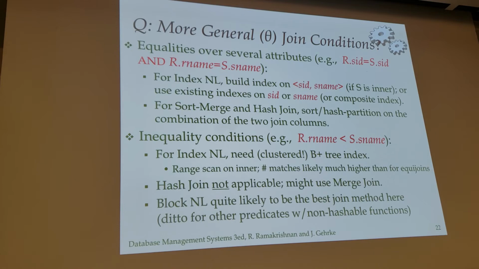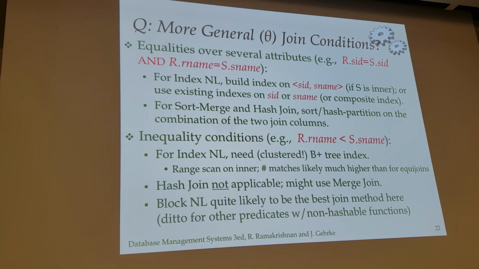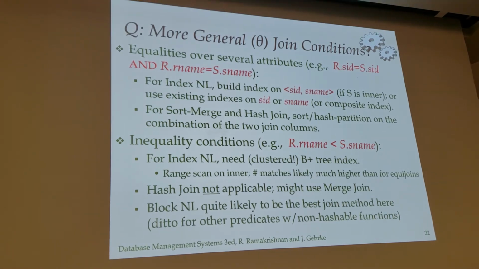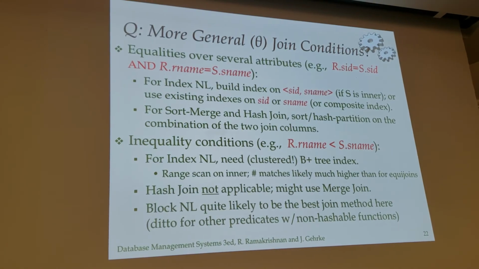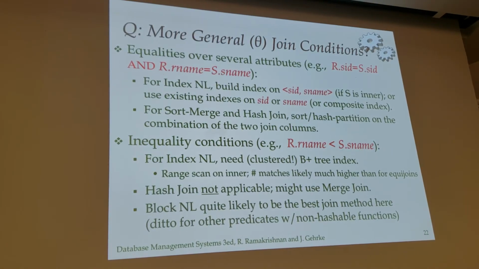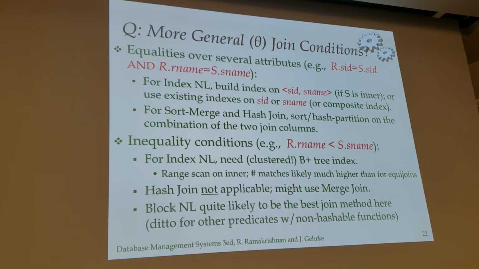Now, again, if you have equalities on multiple attributes instead of a single attribute, then you can do the same things that we've done before. Everything works with multiple attributes instead of a single one. So for index nested loop join, if you have an index on both of the join columns, you can take advantage of that. Otherwise, if it's just on one of the columns, then you'd have to do extra checking on the predicate for the other one.